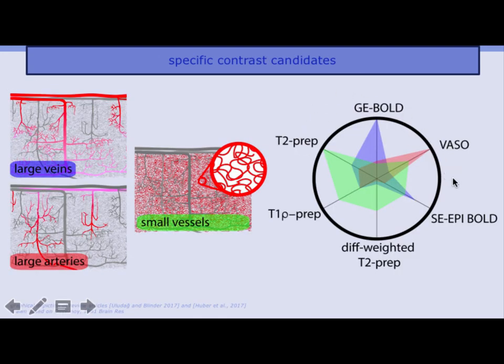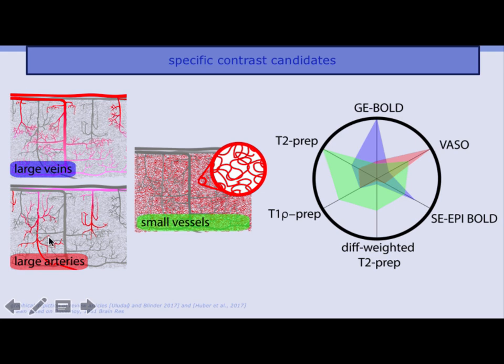And some of them have been introduced already by Peter on Monday. For example, the spin echo EPI, spin echo BOLD, T2 prep, T1rho prep, and diffusion weighted T2 prep, all of which have a different sensitivity to either large veins, small vessels, or large arteries.